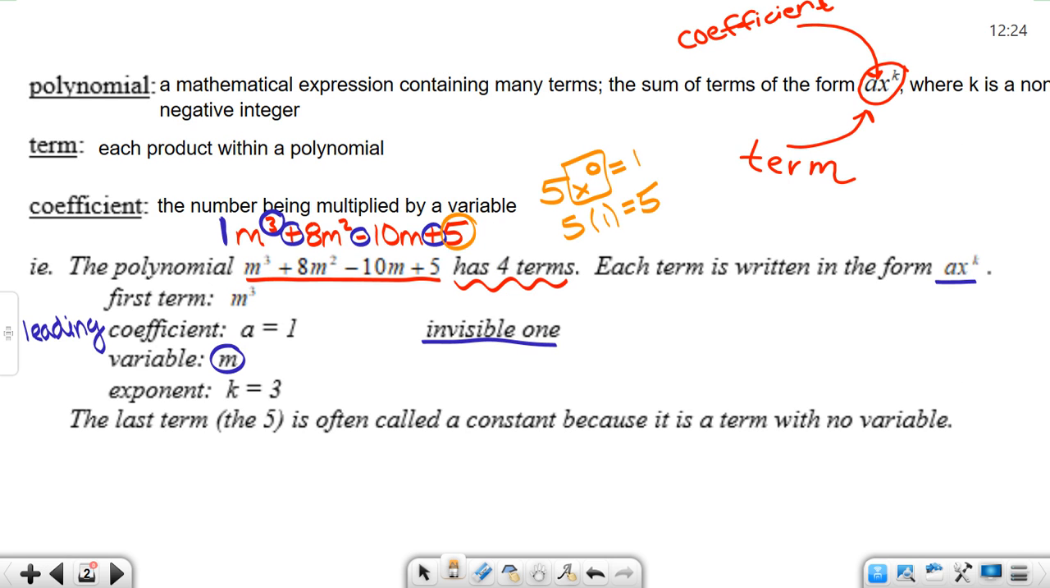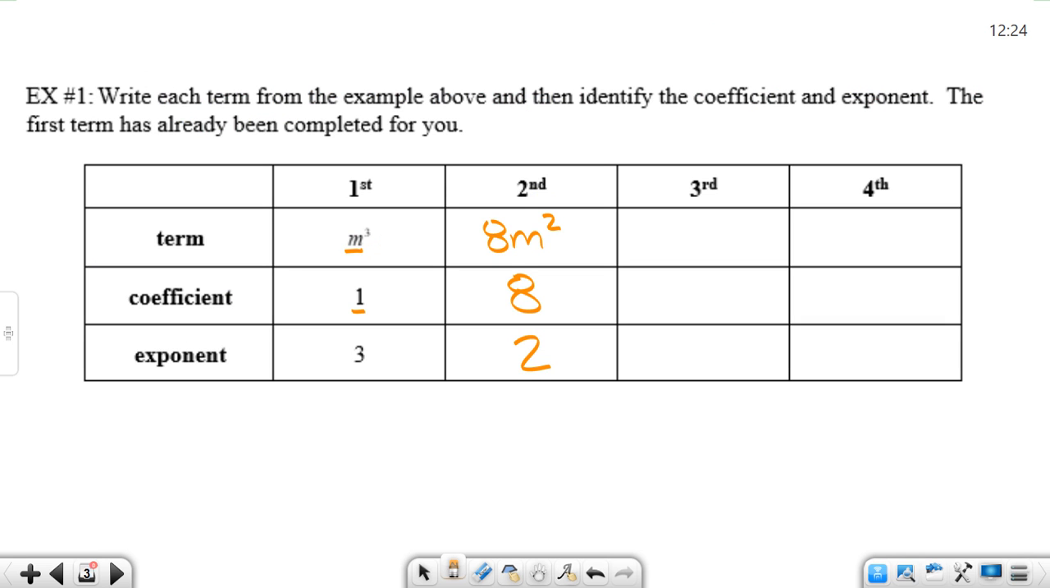Then we move to our third, which, now be careful here, guys, because that is not just 10m, it is a negative 10m. We do take the sign in front of the term. So we have negative 10m. Our coefficient is negative 10. And our exponent, remember, guys, if there's not an exponent there, it is 1. So our exponent in this case is 1.